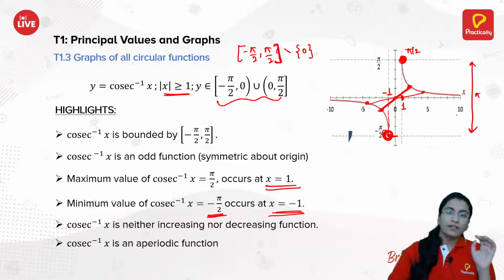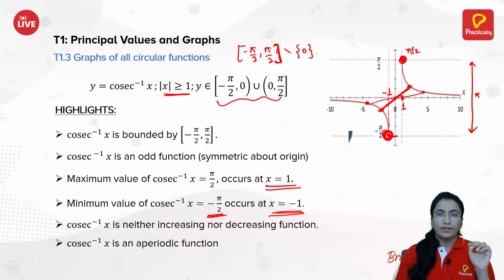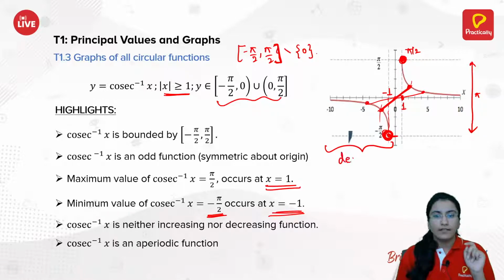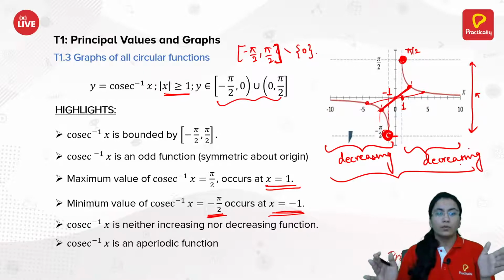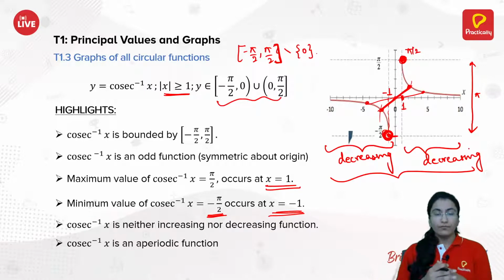Otherwise, if we just exclude this much portion, or we just say that in this particular portion it is decreasing, and even in this particular portion it is decreasing. But we are basically working on the complete domain. So if we work on the complete domain, then we can't say that it is decreasing in the complete domain.